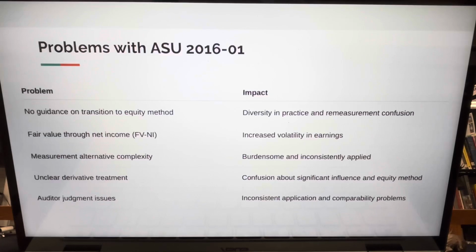The measurement alternative was meant to be a practical option for private investments, but it created complexities, which created burdensome and inconsistent effects when applied.